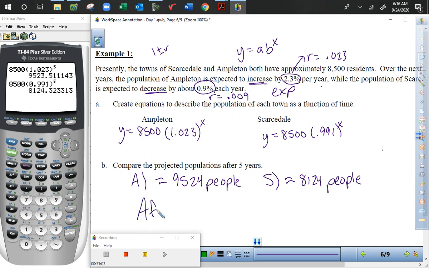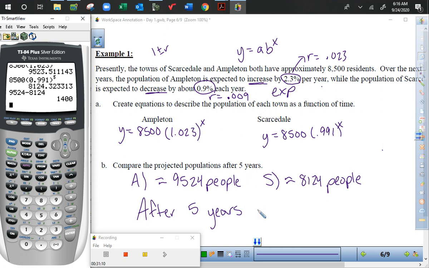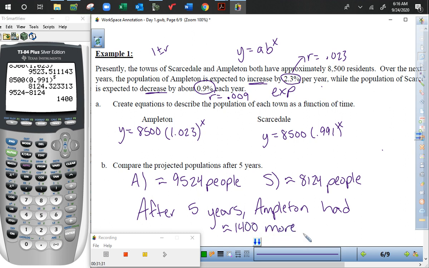So after 5 years, let's go ahead and find out what the difference was. 9,524 minus 8,124. Ampleton had about 1,400 more people than Scarsdale did.